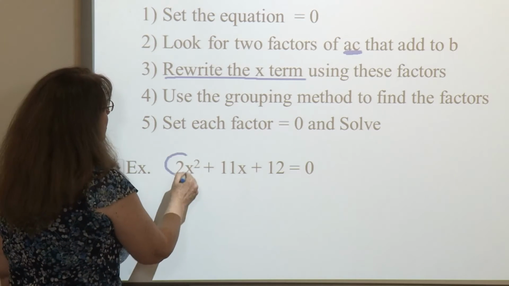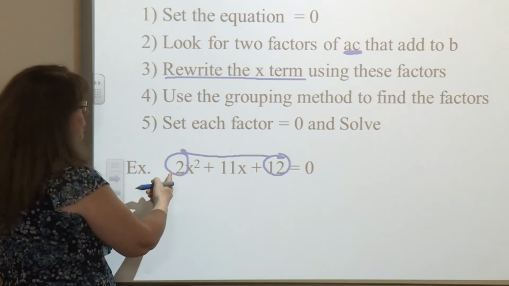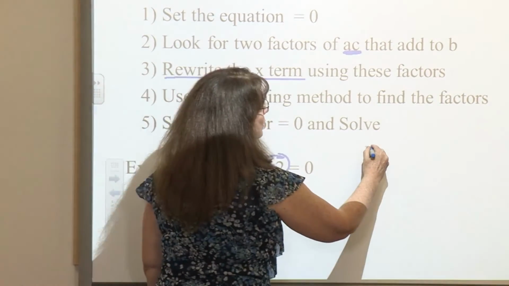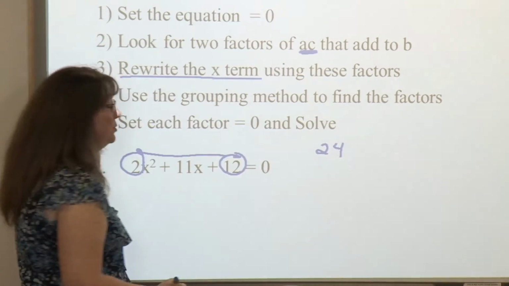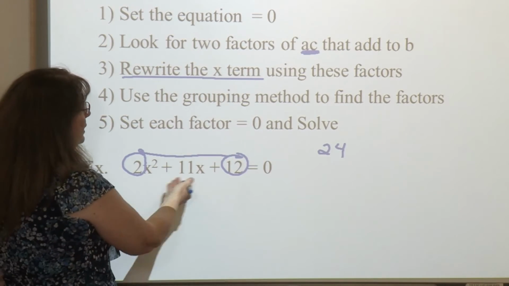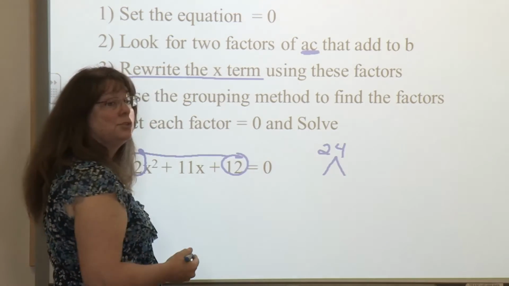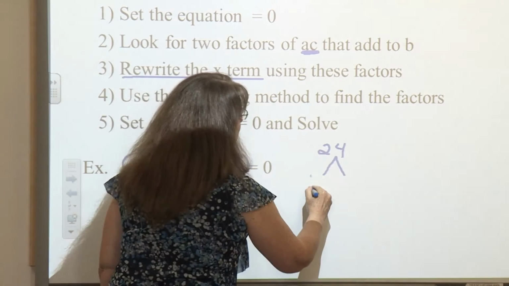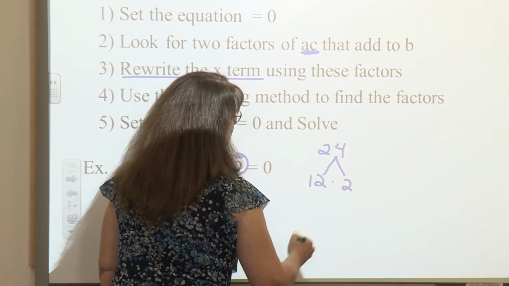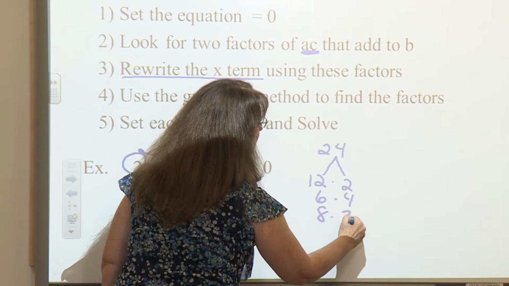So what I'm going to do is I want to multiply the a term and the c term together. 2 times 12 is 24. I'm looking for factors of 24. This time, I want those factors to add and give me positive 11. So you can start listing any factors that you can for 24. 12 and 2, 6 and 4, 8 and 3.